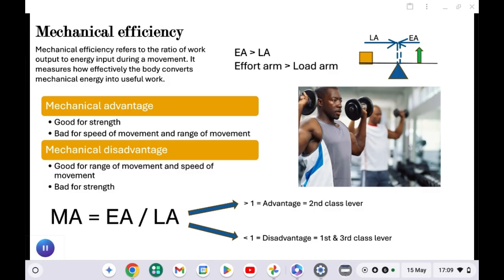We can calculate the mechanical advantage by using the same equation as before, which gives us a value smaller than 1. This makes this lever a disadvantage, which means it is good for speed of movement and range of movement, but bad for strength. However, as this is an external system, e.g. a hockey stick, the performer can move the location of the components on the lever arm.